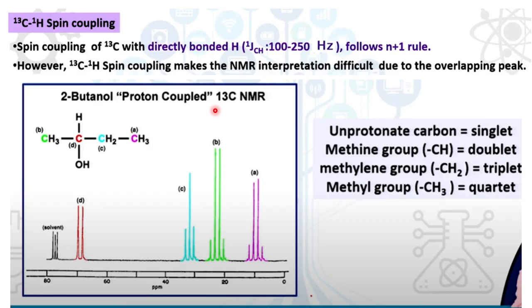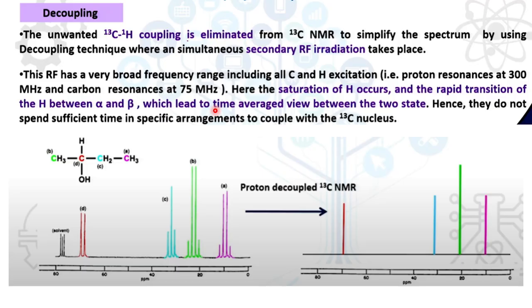For that, what you should do is go for decoupling. What is decoupling? It eliminates the unwanted 13C-1H coupling from the 13C NMR, or simplifies the spectrum by using a decoupling technique.